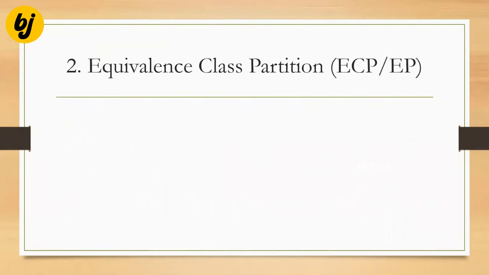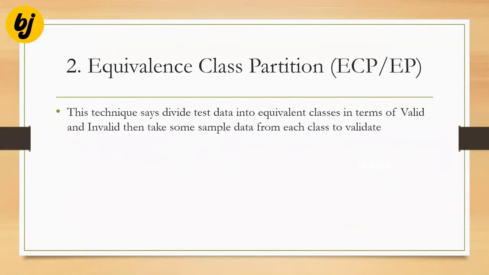Second one is the equivalence class partition, ECP or equivalence partition, as we are going to call it. This technique says divide test data into equivalent classes in terms of valid and invalid, then take some sample data from each class to validate. So divide the test data into 2 classes: one is valid, the other one is invalid.